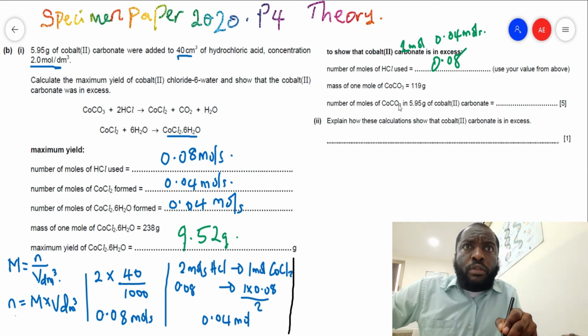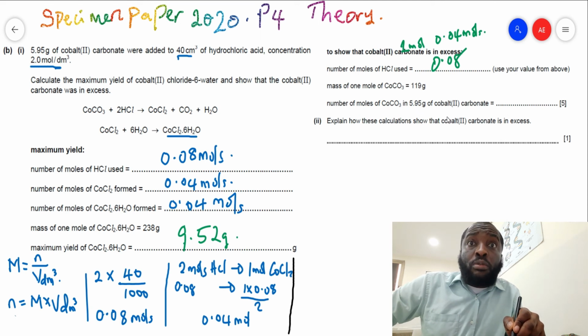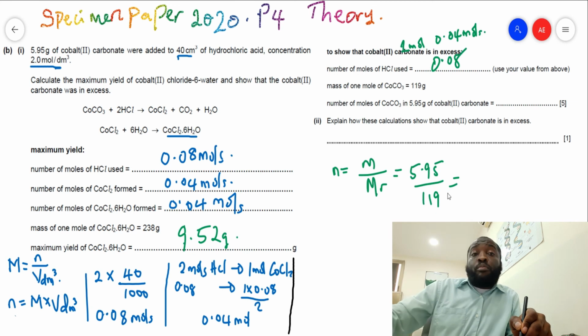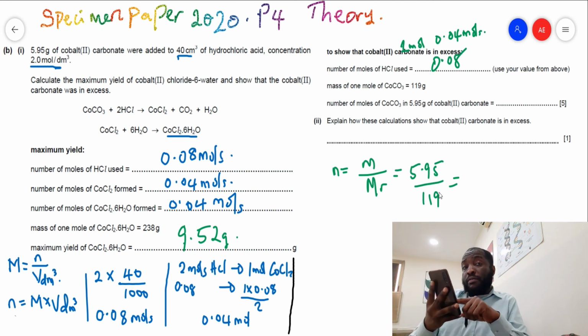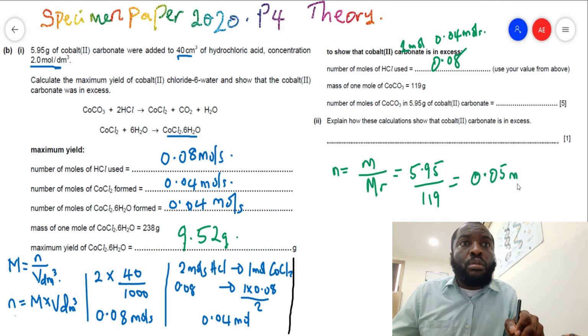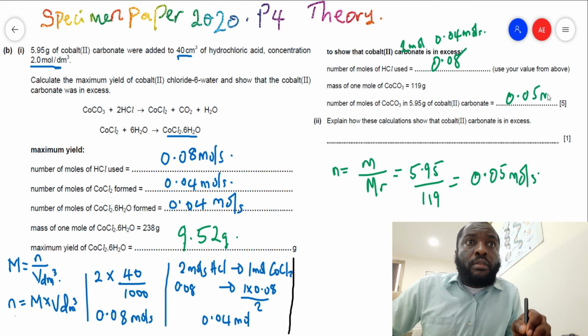Now, number of moles of cobalt carbonate in 5.95 grams of cobalt carbonate. So what are we going to do with this? Moles is equal to the mass over the formula mass, which is 5.95 divided by 119. If you use a calculator, 5.95 divided by 119 gives 0.05 moles. So we put our answers there. Good.